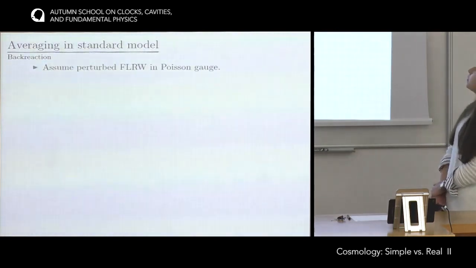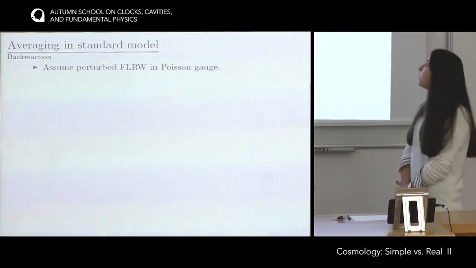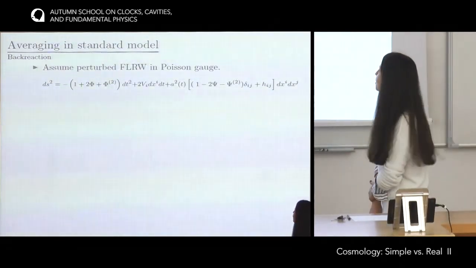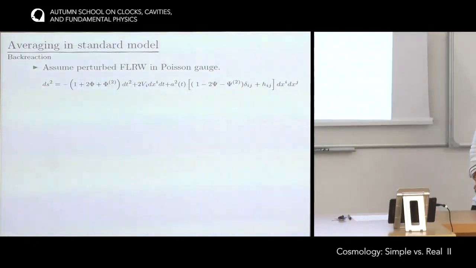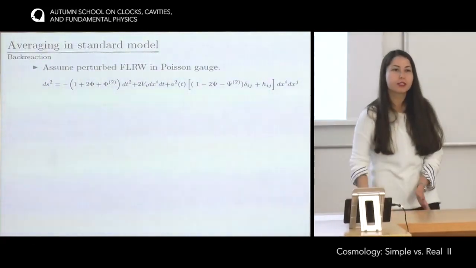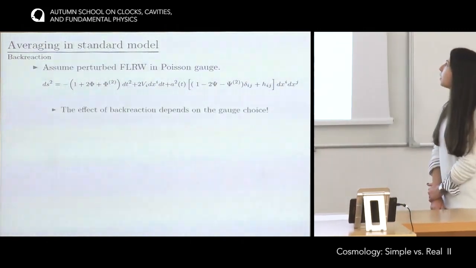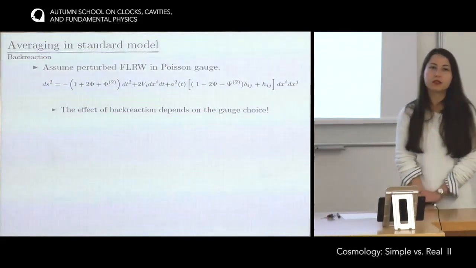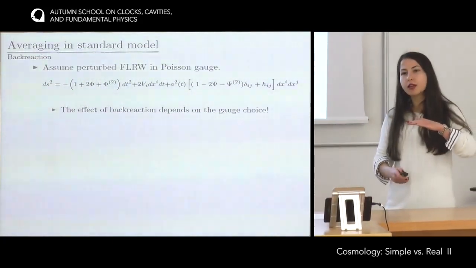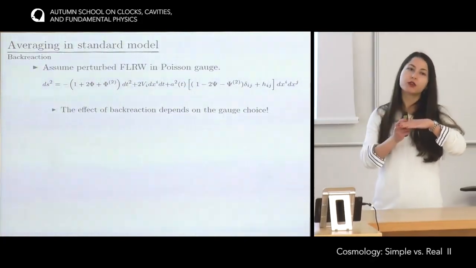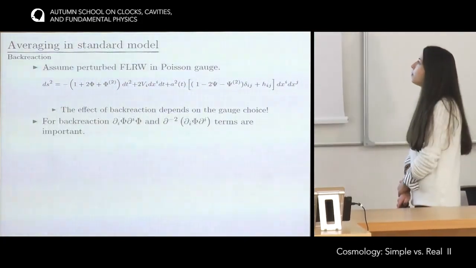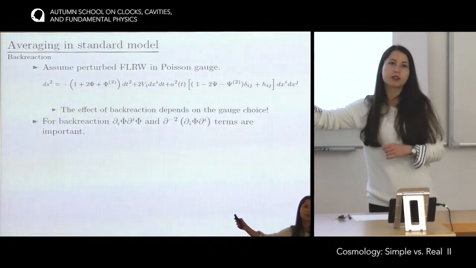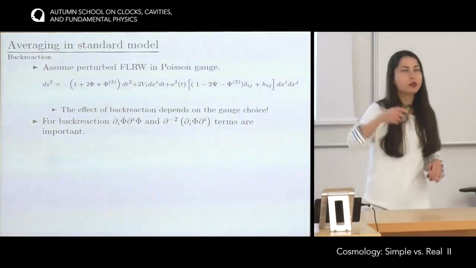Okay. Let's assume a perturbed FLRW in the Poisson gauge, and let's go up to second order this time. There was a question about it, I think, yesterday. So this going up to second order will give you a consistency check here. So the effect of back reaction depends on the gauge choice. This is important. It depends on how you define your background and how you define the perturbations on your background. And back reaction terms are related to this contraction of the partial derivatives of the perturbations you introduce to your system.